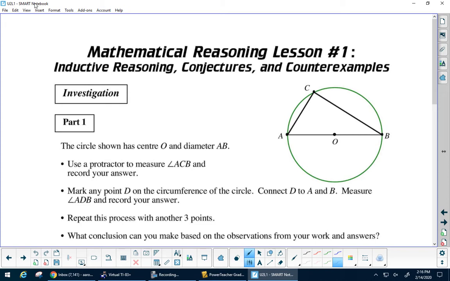So today we're going to be learning about 3 things: inductive reasoning, conjectures, and counterexamples. Okay? And you would be surprised how many of you know these already, but you maybe didn't know that was the word for it.